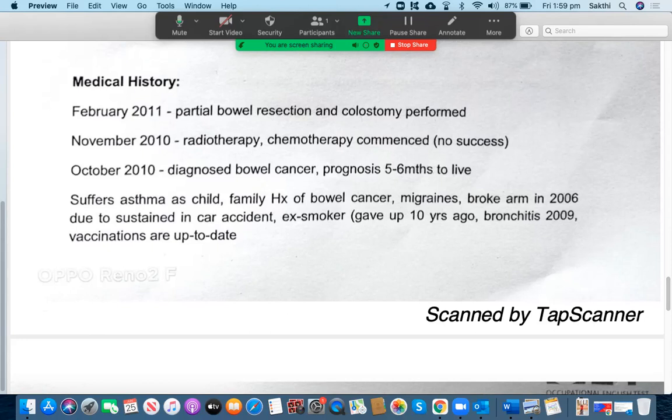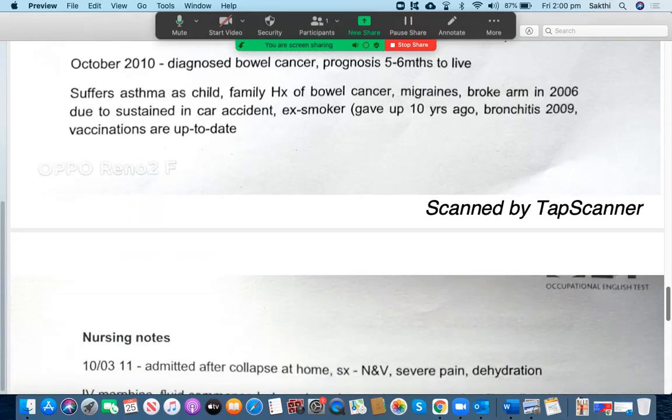Okay, suffers asthma as a child. You don't need to worry about that actually. Bowel cancer is all right. Broke arm in 2006 due to sustained in car accident. A smoke could give it. No, it's not needed. So yep, you have included all the relevant case notes so far.